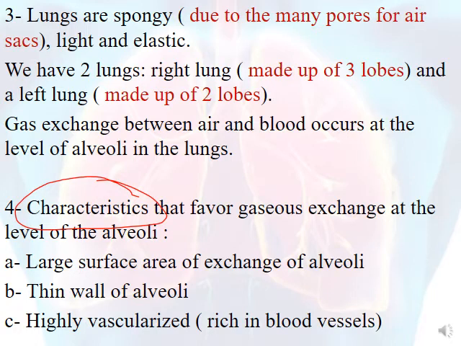Number one, large surface area of exchange of the alveoli. Number two, thin wall of the alveoli. And number three, it's highly vascularized, rich in blood vessels. So richness in blood vessels helps the gaseous exchange at the level of the alveoli.